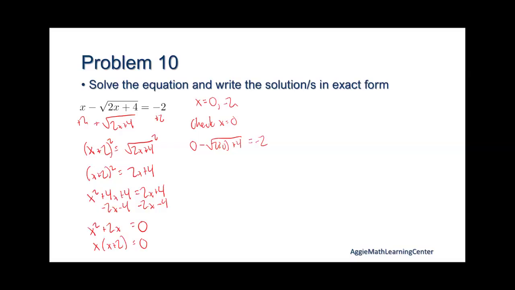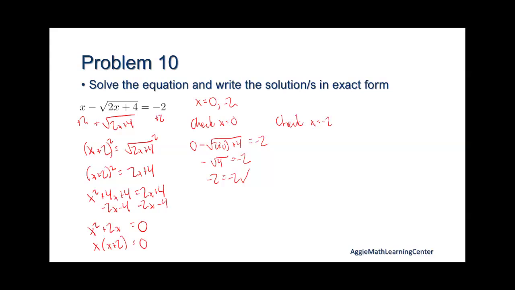We want to deal with what's in our radical first. So 0 minus it is 0. 2 times 0 is 0. So we're going to get 0 minus the square root of 4 equals -2. And what is the square root of 4? It is 2. So we're going to get -2 equals -2. So 0 is one of our solutions.